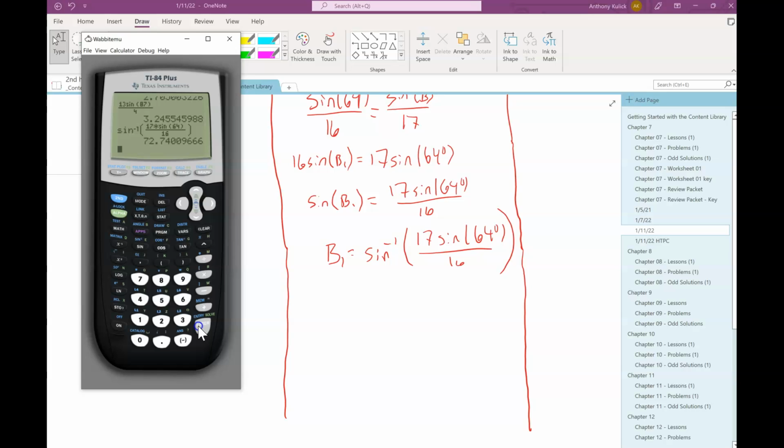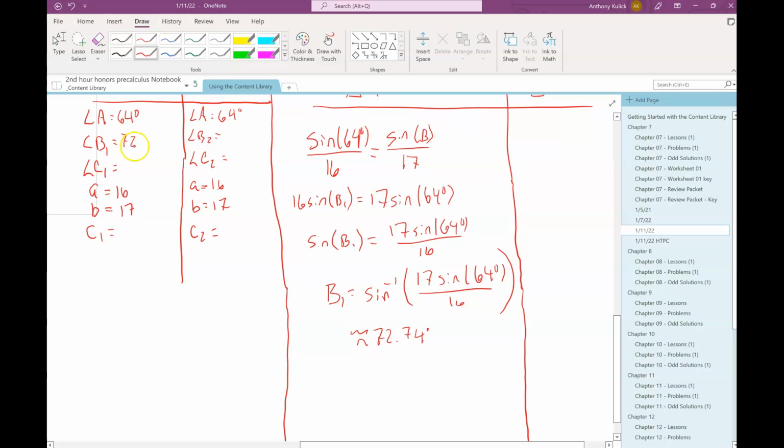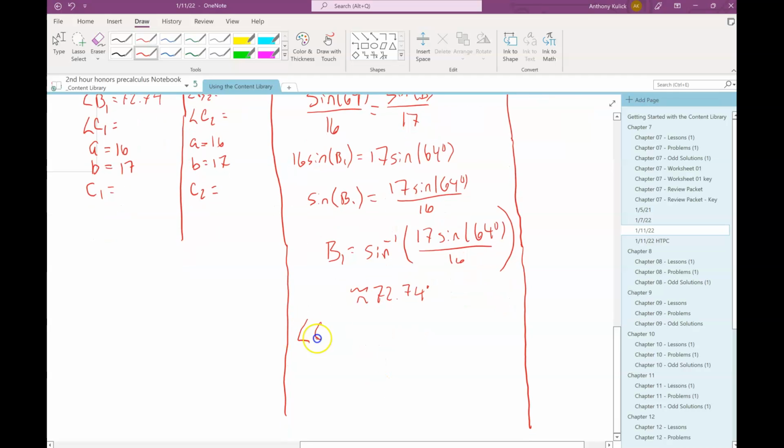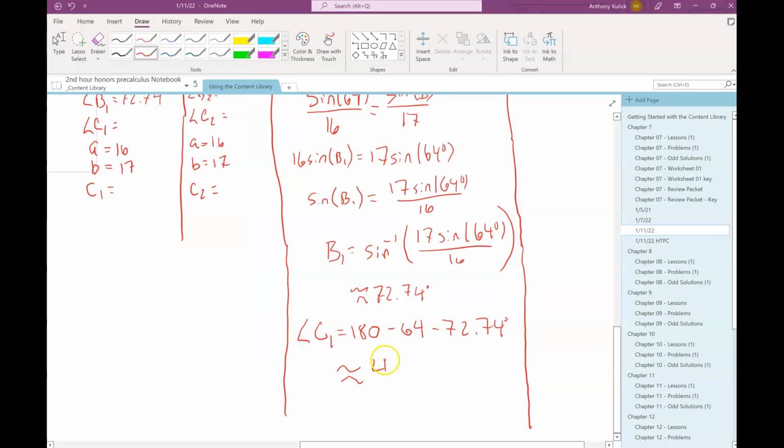So that gives me 72.74. Look good? Now that I know two of the three angles, I can solve for the other angle really easily. So, 43.26.